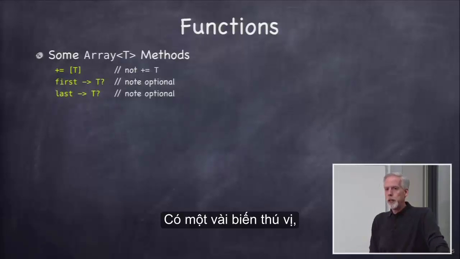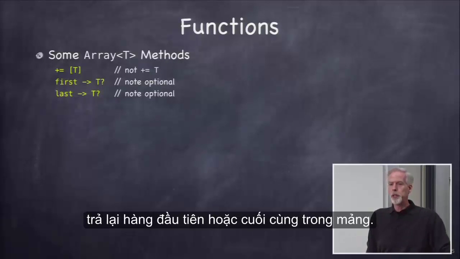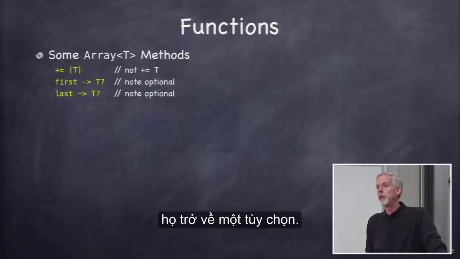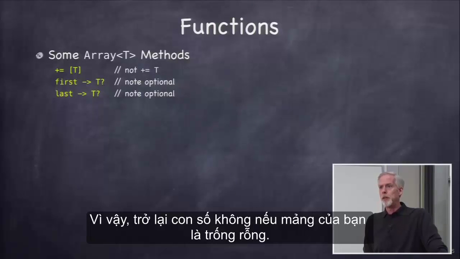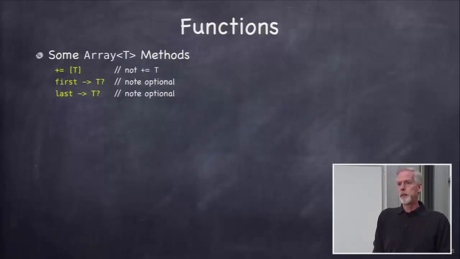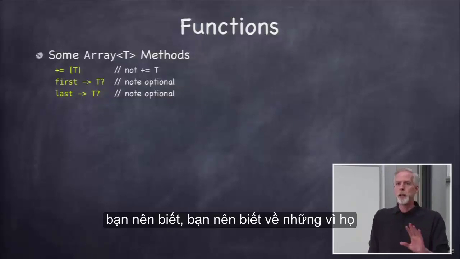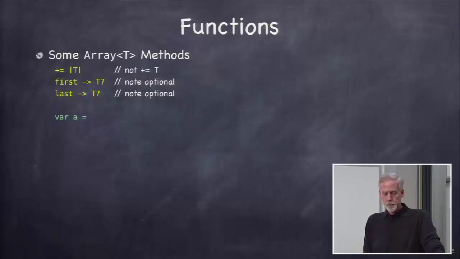There's a couple of interesting variables, properties in Array, first and last, that will return the first or last item in the array. What's interesting about them is that they return an optional. So they don't do array index out of bounds. So they'll return nil if your array is empty. Okay? So you should know about these because they can make your code read really nicely sometimes.